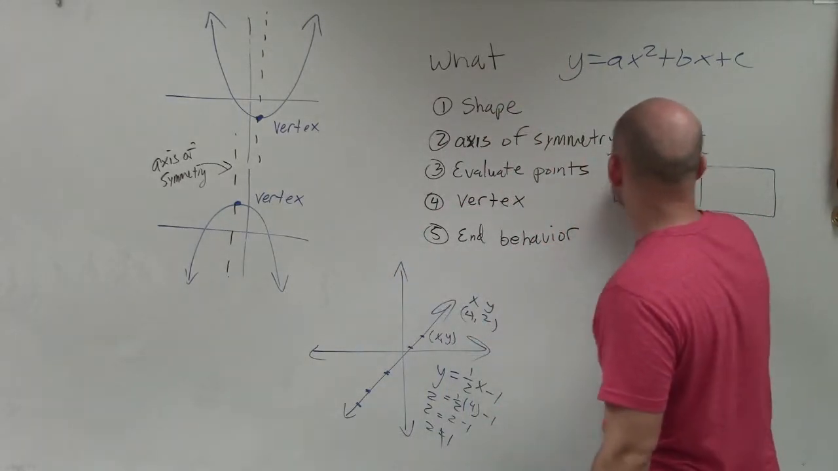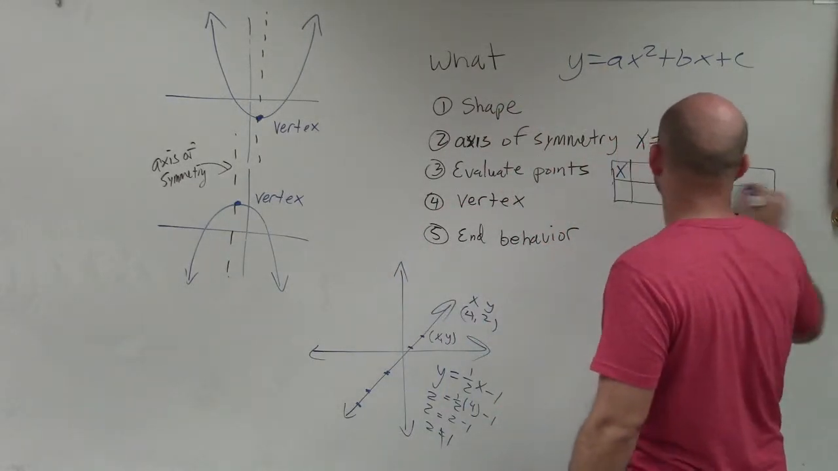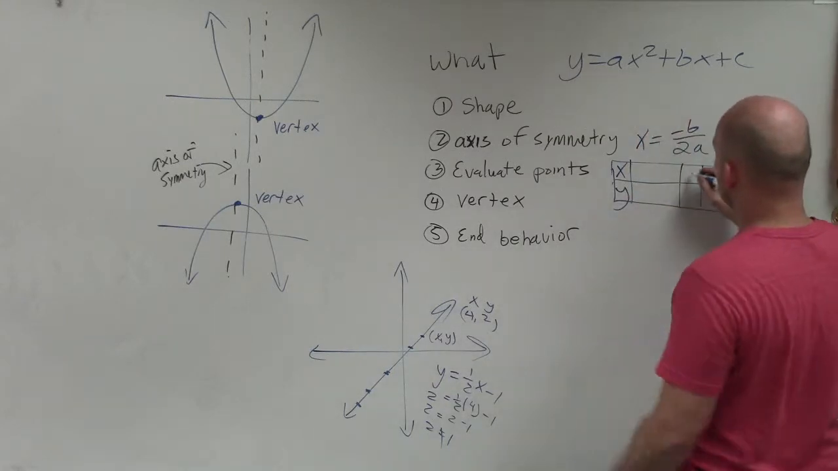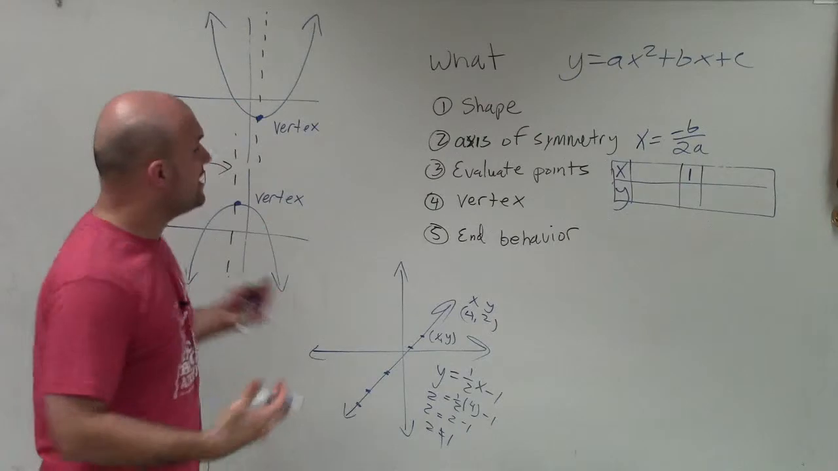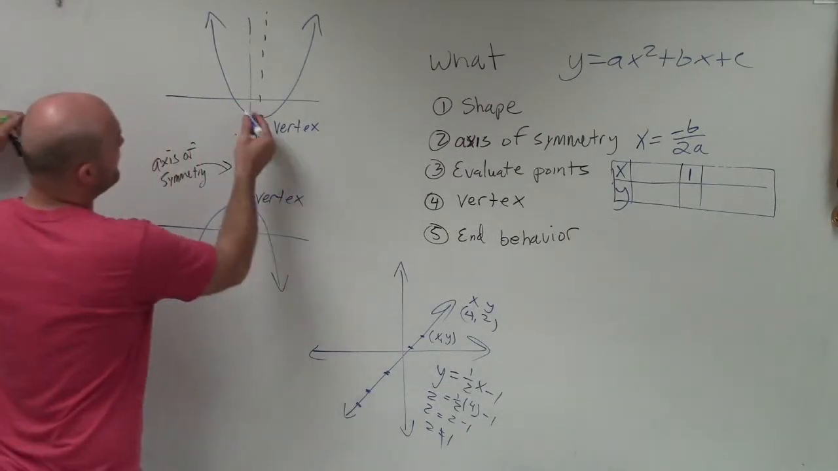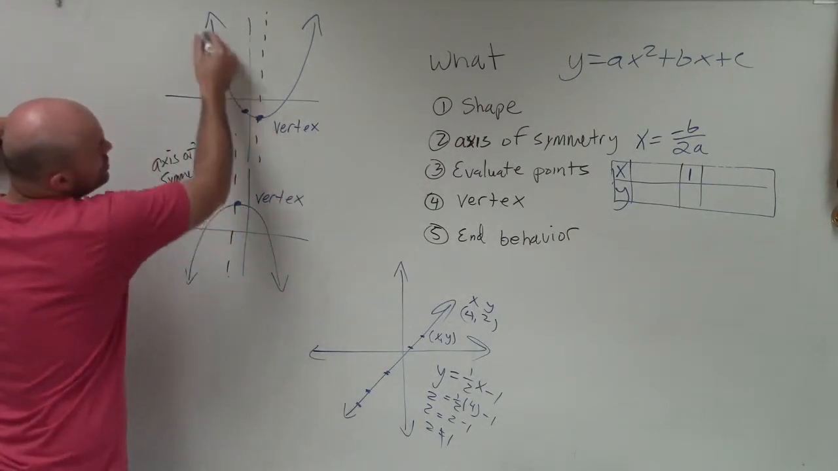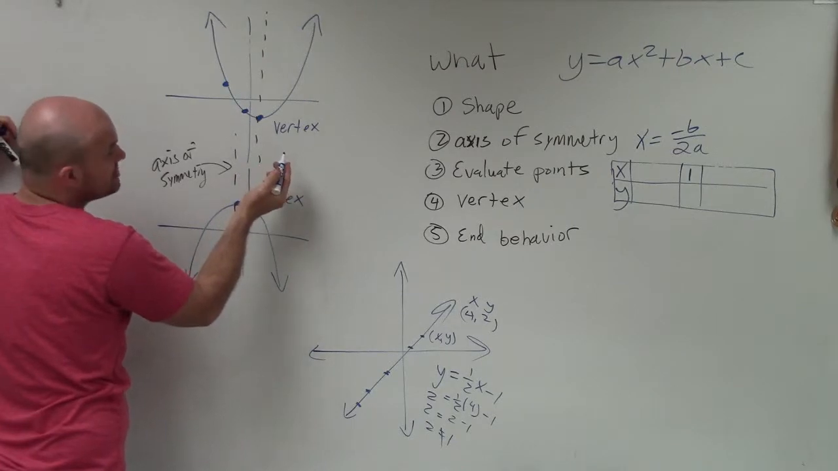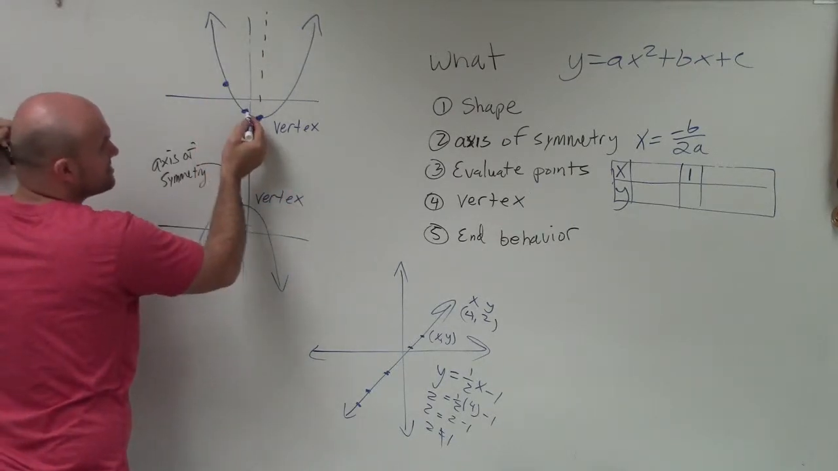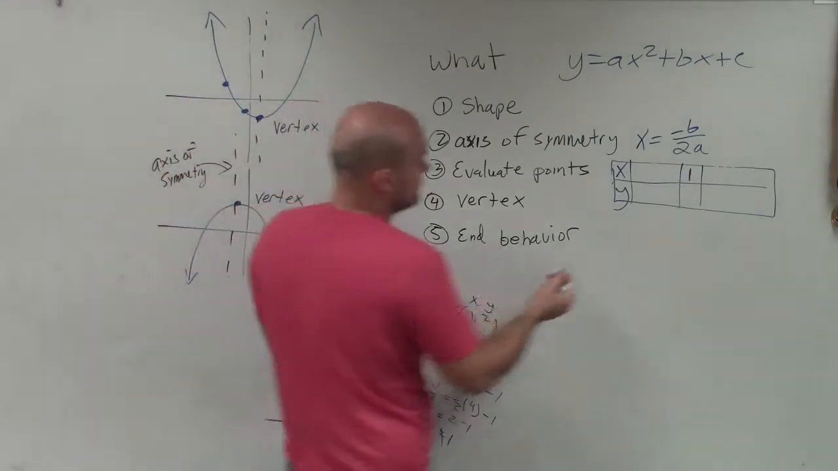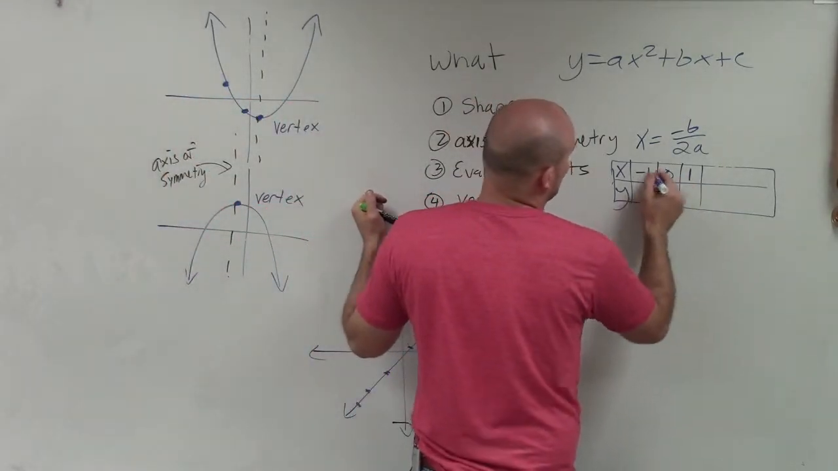So let's just pretend we have an xy table. We figure out the axis of symmetry, and let's pretend the axis of symmetry is 1 for this example. Well, then all I simply need to do is figure out maybe 2 or 3 points, depending on what your teacher wants or what it's asking. But pick at least 2 points to the left of that axis of symmetry to evaluate for. So then maybe I'd say 0 and -1.